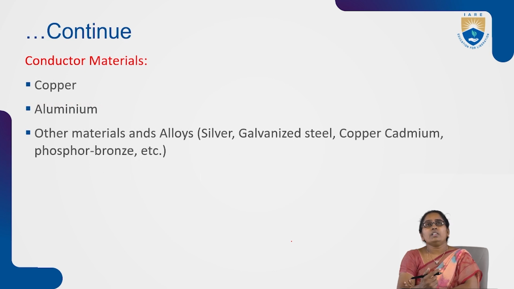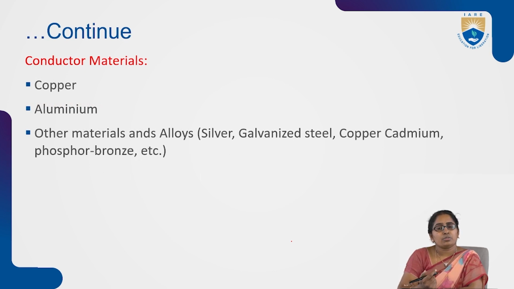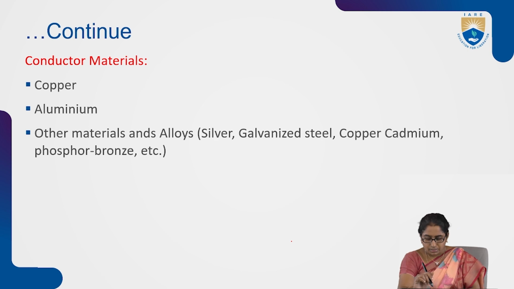What conductor materials are used in transmission lines? Generally they use copper, then aluminum, and afterwards other materials and alloys. What are those other materials and alloys? Silver, galvanized steel, cadmium copper, phosphor bronze, etc.